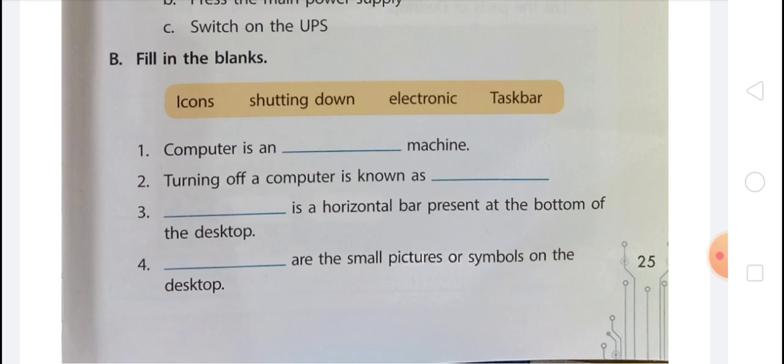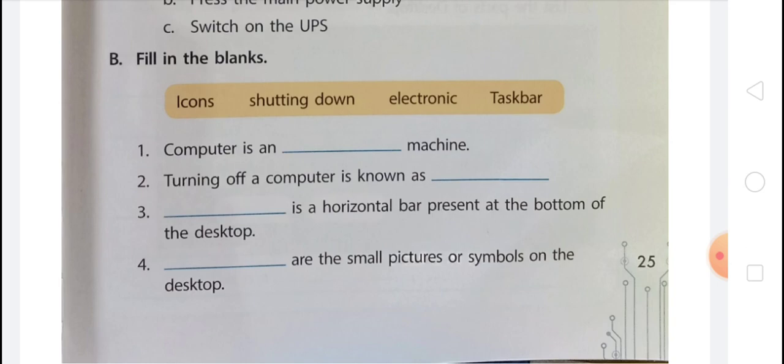You know that the taskbar is a horizontal bar present at the bottom of the desktop. Taskbar is a horizontal bar present at the bottom of the desktop, and in other words you can say that the long bar present at the bottom of the desktop is known as taskbar, and this bar contains many icons. So there will be taskbar. In third, there will be taskbar.